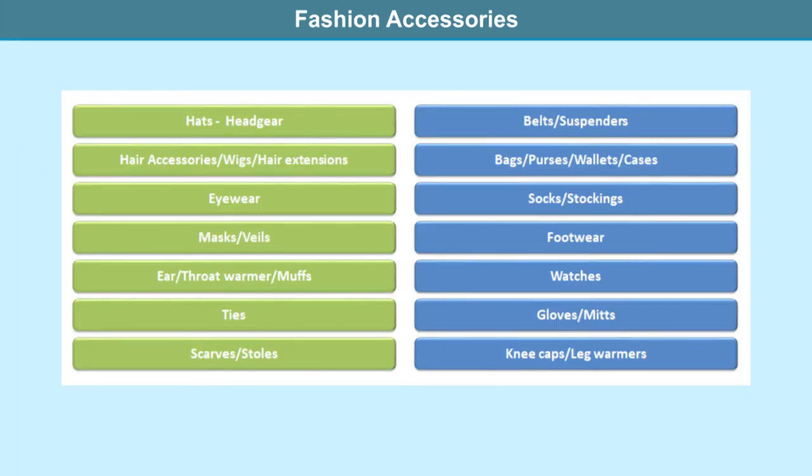Now that we know what accessories are, can you name some fashion accessories for me? Let's start from the head. Hats, yes, and all sorts of headgear that include turbans. Hair accessories, wigs, and hair extensions, of course. How can I forget eyewear? Masks and veils. Moving on, we have throat warmers, muffs, and even ear warmers that we use in the winter season. We have ties, which include bolo ties and traditional straight ties.